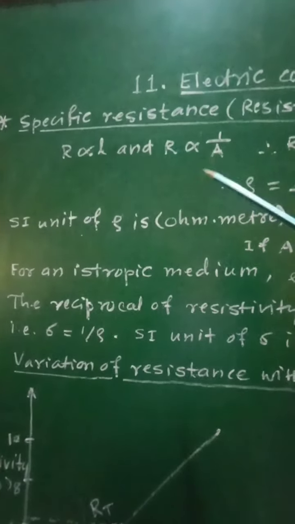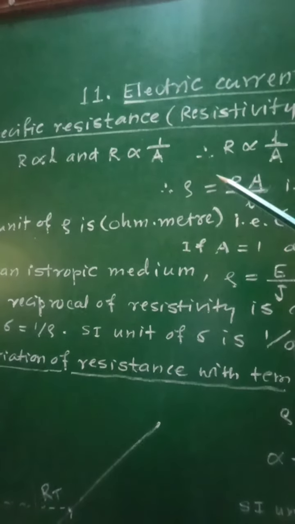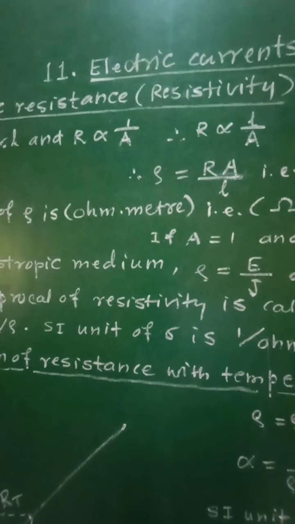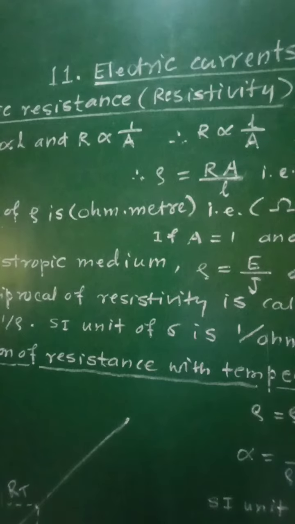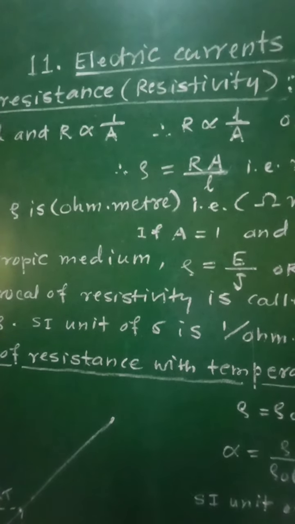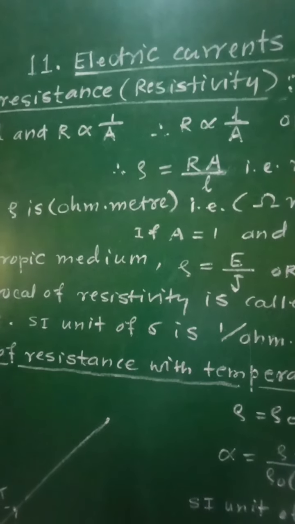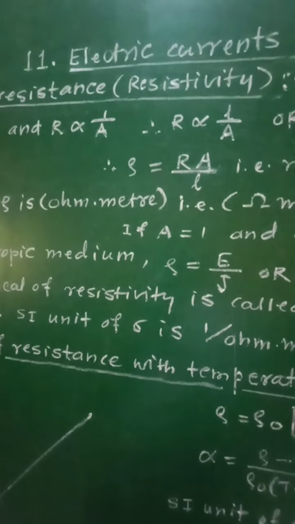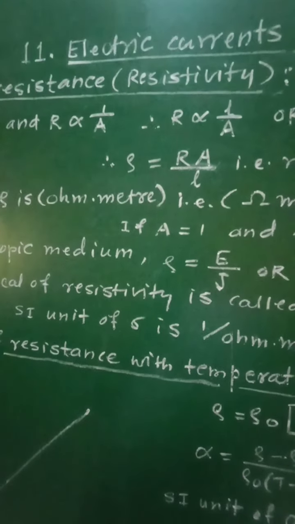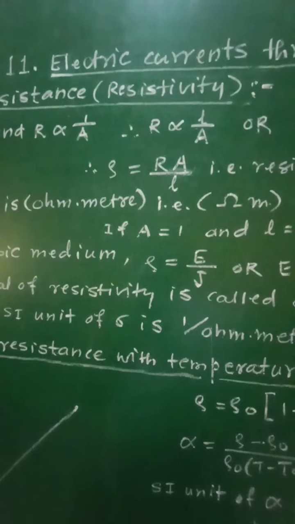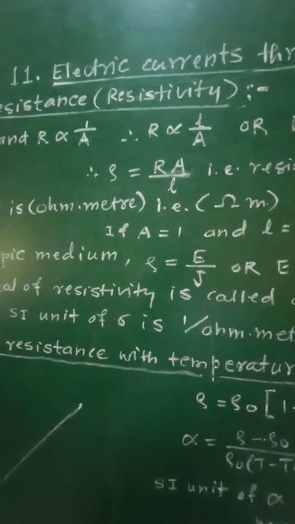At a particular temperature, the resistance of a given conductor is observed to depend on the nature of the material, area of cross section, and length of that conductor.